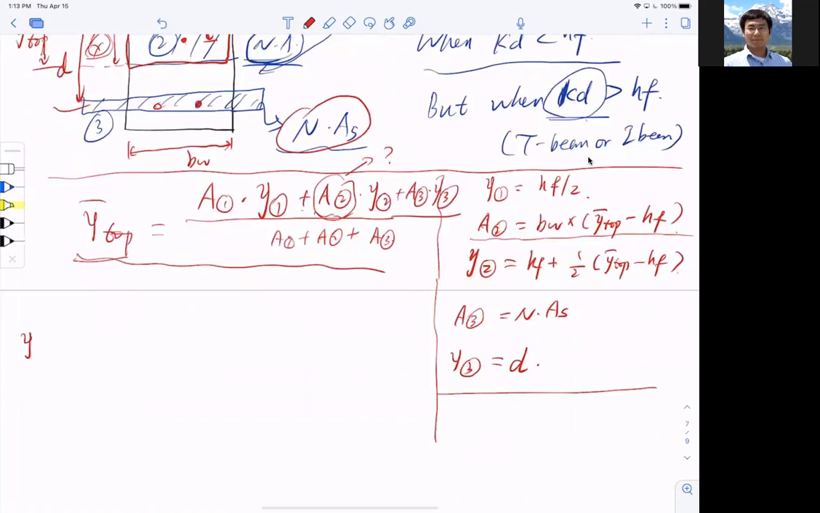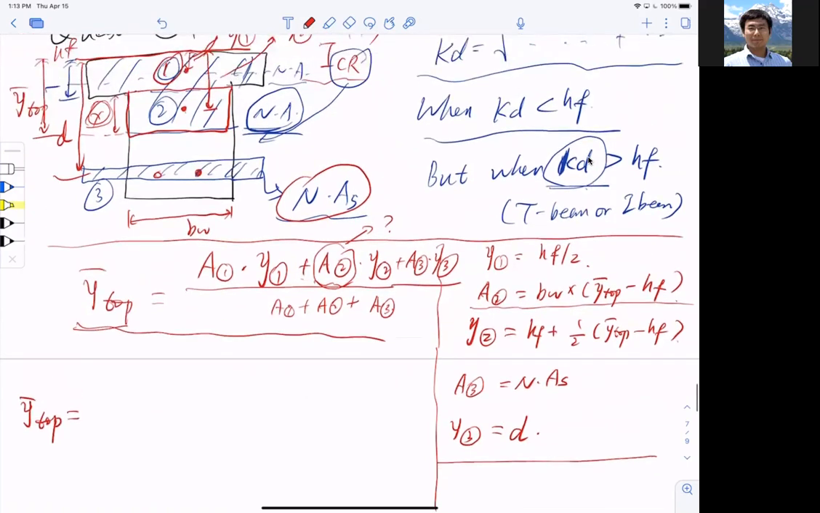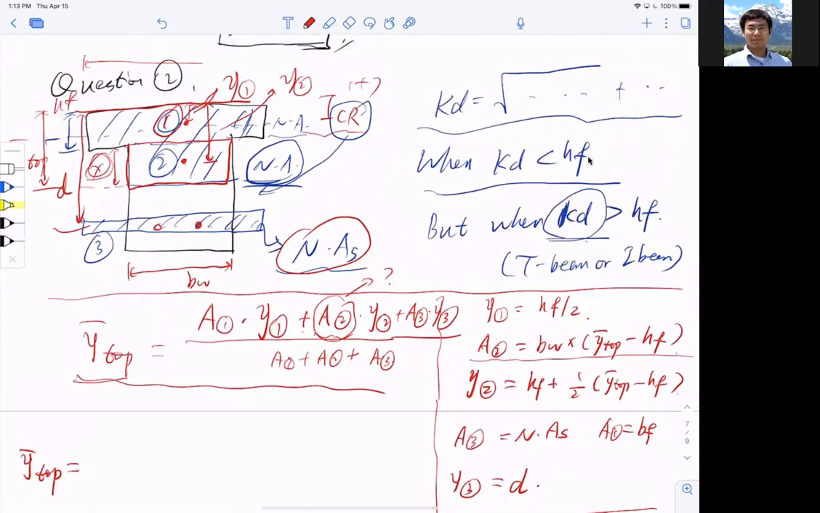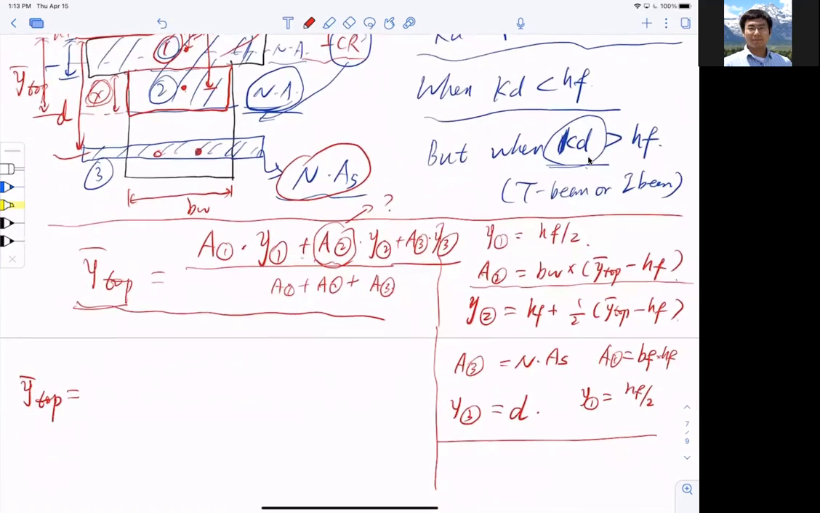So I'm just going to plug them in, bear with me for a second. I know this sounds crazy and a little bit long, but let's just play along with it. A1, I forgot to mention, is the area of piece one, and that is essentially BF, the flange width, multiplied by HF, which is the height of the flange. And Y1 is half of HF, and that is easy. So now you have a very long equation here.